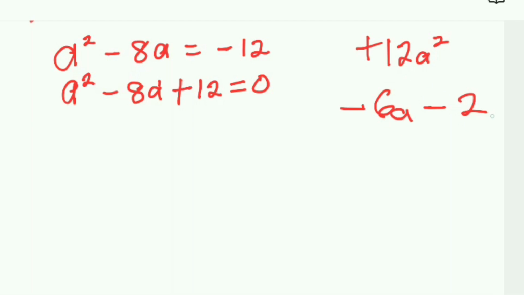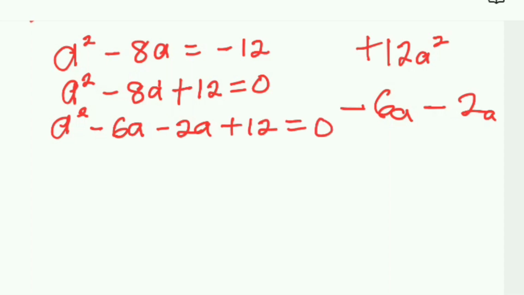This is in terms of a. They're both in terms of a. When you add these two together, minus 6a minus 2a, that gives you minus 8a. And so our factors here are minus 6a and minus 2a. So we substitute, that is, replace the linear term with these factors. So this is now a squared minus 6a minus 2a plus 12 equals 0.